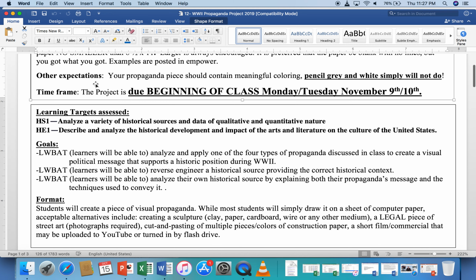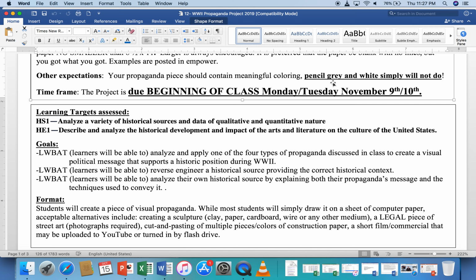Okay? Other expectations. Your propaganda piece should contain meaningful coloring. What I mean by that is pencil gray and white is just not going to do it. It's totally cool if you want to do black and white, right? But it should be meaningful. What do you color black and why are you coloring it black? What do you leave white and why are you leaving it white?